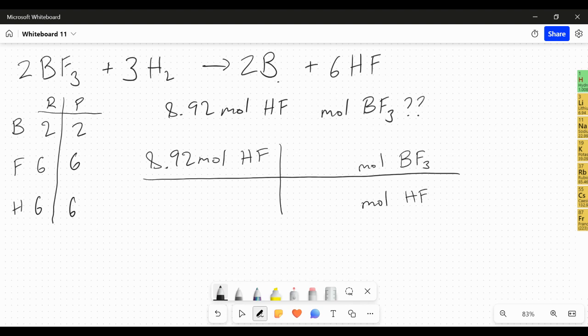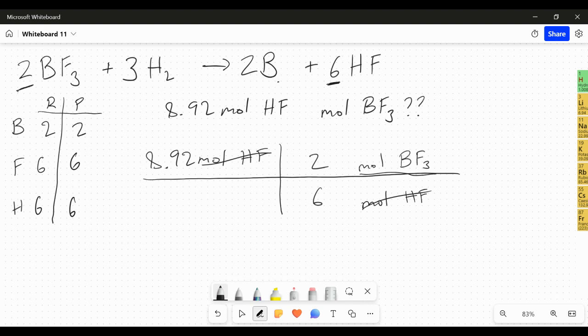Now we need the mole ratio. On the top, we're talking about BF3. BF3's coefficient is a 2, so I'm going to put a 2 on the top. HF has a coefficient of 6, so I'm going to put a 6 on the bottom. Now, we're going to cancel out our units. We're at the unit we want, so we can squish it together and solve.